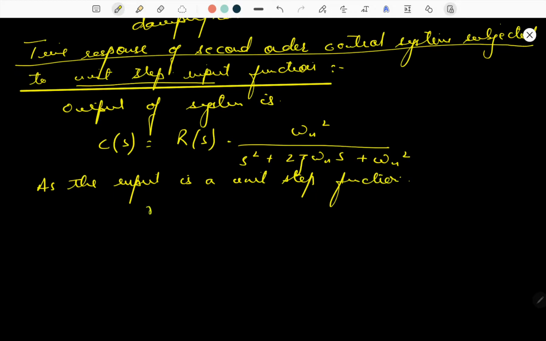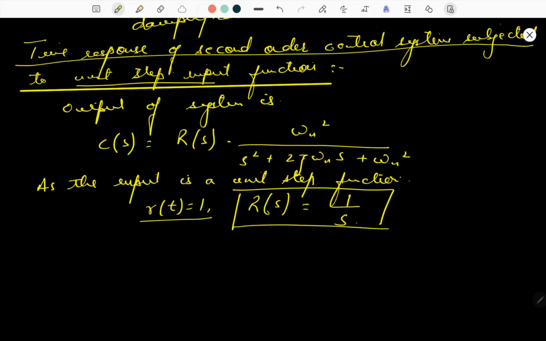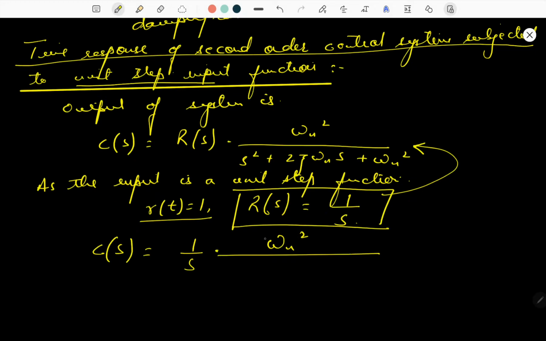So what is the unit step function? r(t) equals 1, and we all know that if we take the Laplace transform of r(t), it will become R(s) equals 1 upon s. So we are just going to put the value of R(s) in this equation. Substituting this in the above equation, we get the output C(s) equals 1 upon s into omega n square upon s square plus 2 zeta omega n s plus omega n square.